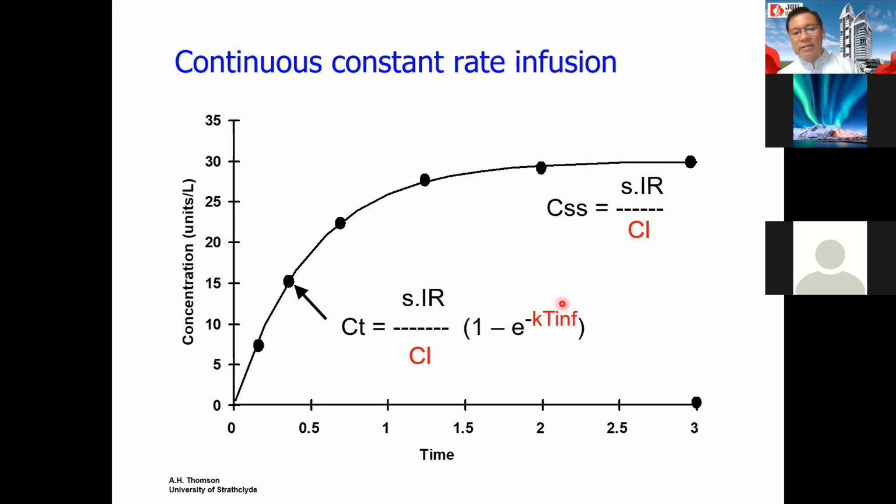So what is this? This is what we call the fraction achieving steady state, because it has not yet achieved the steady state, but only a fraction of it. The fraction is always one minus something, because one means already achieved steady state. The something is e to the power of minus k t infusion, because before you achieve steady state, you infuse for the t infusion here.